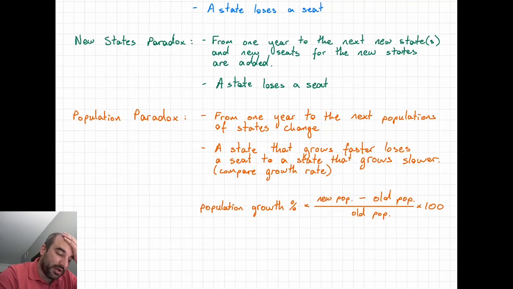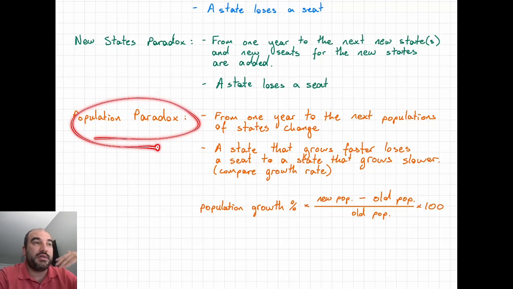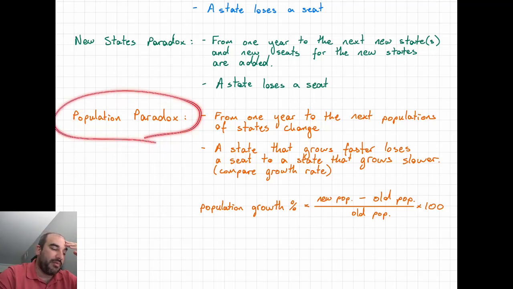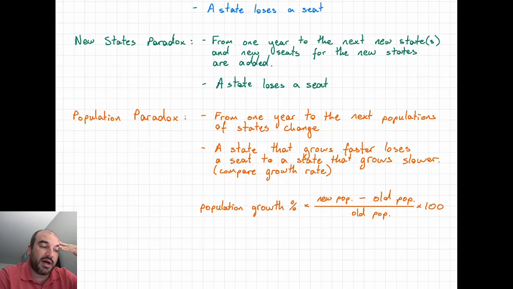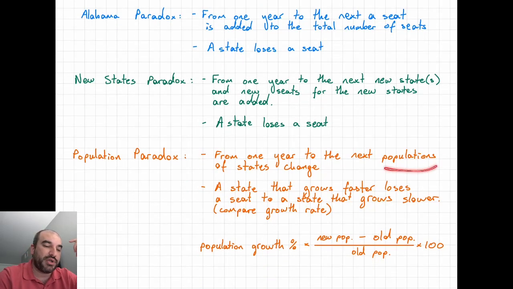And then finally, the third paradox is the population paradox. This is easily identifiable with population changes from one year to the next. If all three populations are going up and down, then you're probably in some kind of population paradox question as far as the questions are concerned. For the Alabama paradox, where one seat is added, there should not be any changes to the populations. So you'll never see a situation where populations change and exactly one seat is added. That's a very particular situation.